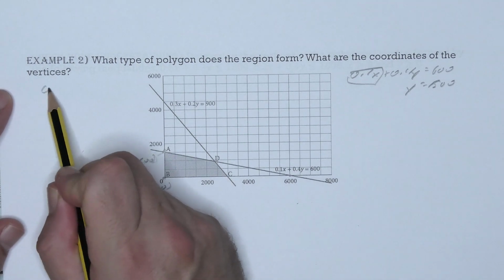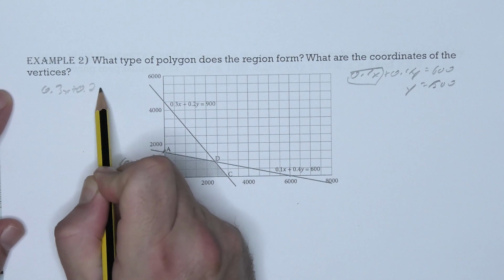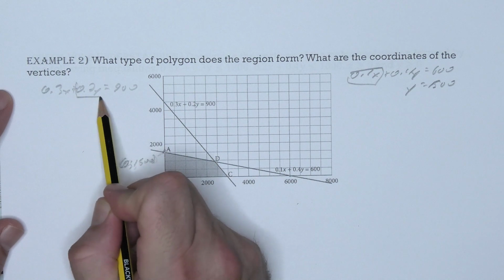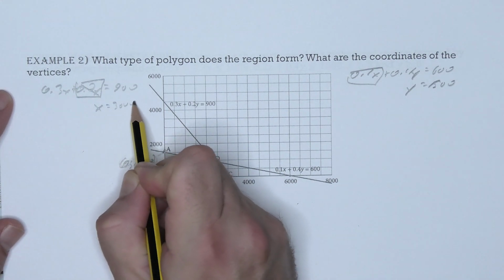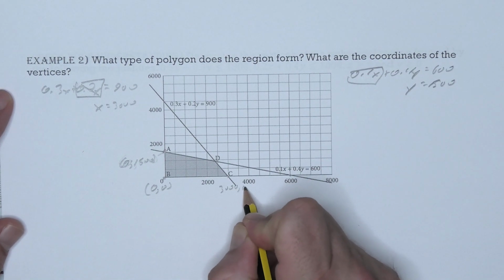C is when 0.3x plus 0.2y is equal to 900, and at this point y is equal to 0, so x is equal to 3000. That means that this is at (3000, 0).